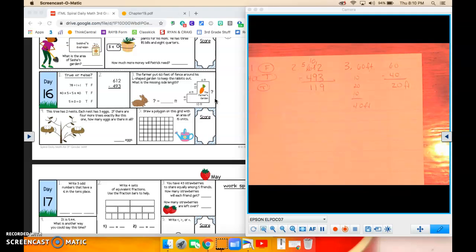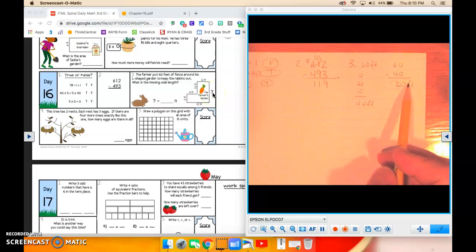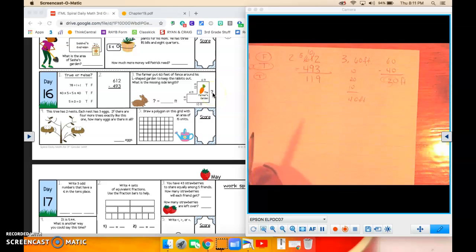Now, if it were a true rectangular shaped garden, we could also add the 5 and the 15. That's the same length as this. If it's a true rectangle, 5 and 15 is also 20. So that would have been another way to get to 20. Okay? All right, let's look at number 4.